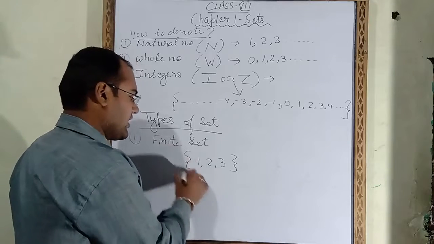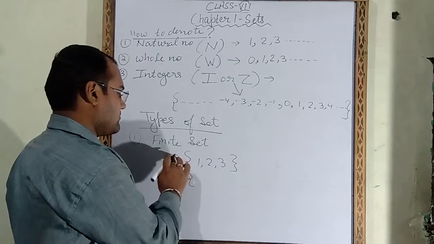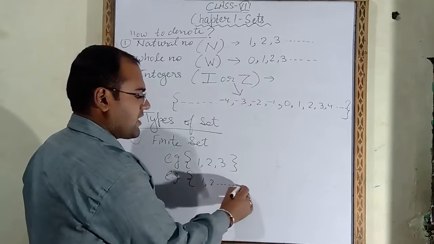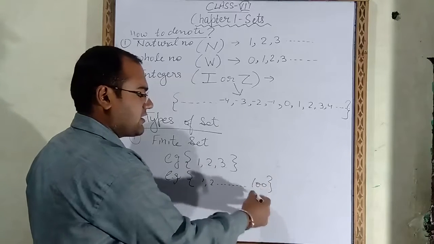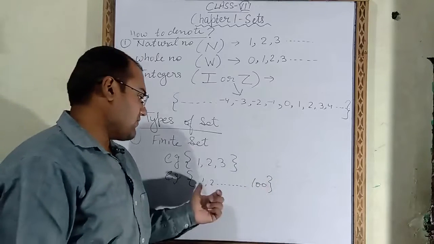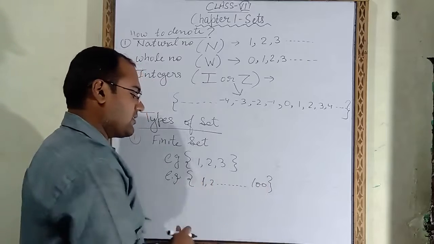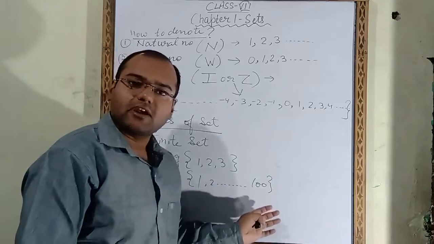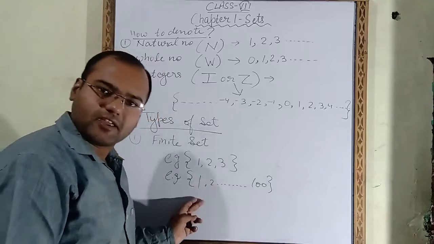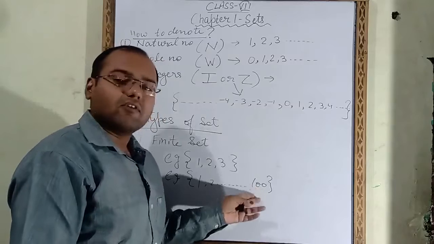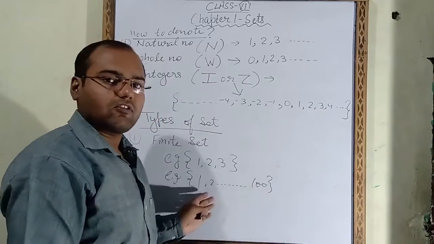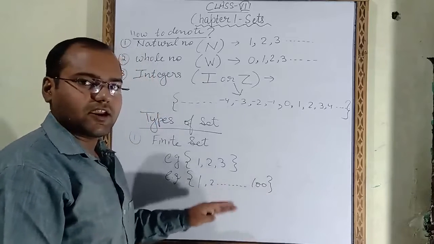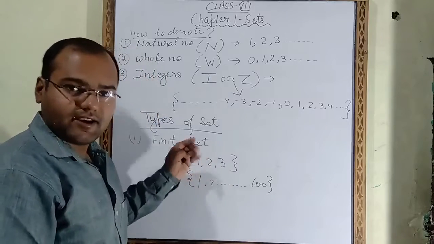Or take one more example. Second example: 1, 2, 3, 4, 5, 6, and so on, and I had written till 100. We know the first number. What is the first member here? 1. The first member is 1. And what is the last member? The last member is 100. We know where this series is starting and we know where this series ends. We know the start and the end. That's why we can easily count how many numbers there are. That's why it is also a finite set.